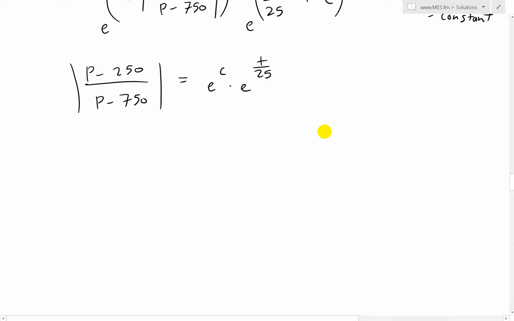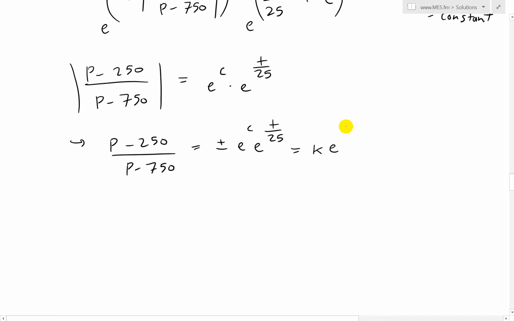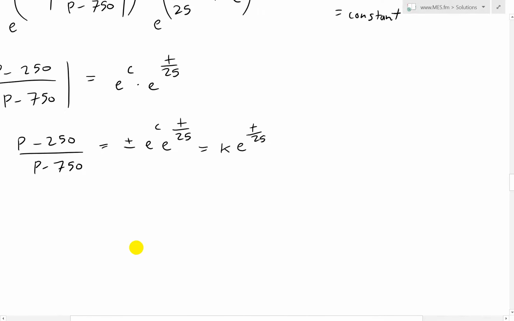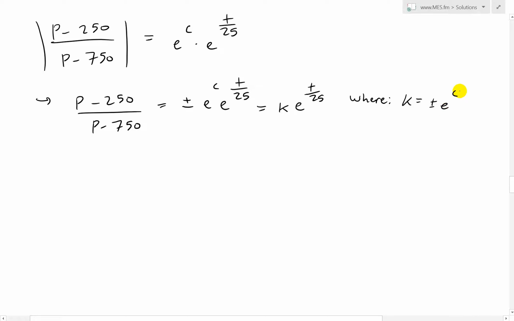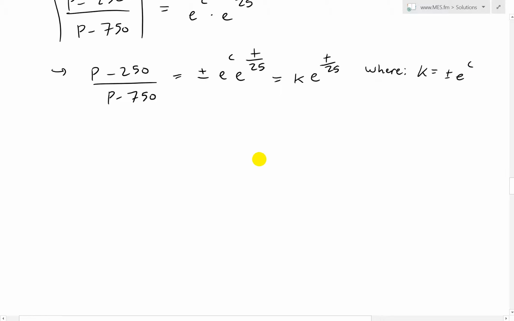And now what this equals to, we can remove these absolute value signs, p minus 250, by stating the right side is plus or minus, because the inside can be plus or minus, but it's always going to be positive when you do the absolute value sign. e to the c, e to the t over 25, which equals 2, and I'll combine this plus or minus e to the c as k e to the t over 25, where k is just equal to plus or minus e to the c, which is just a constant. Whatever c is a constant, e to the power of a constant, and you add a plus or minus, it's all just a constant.